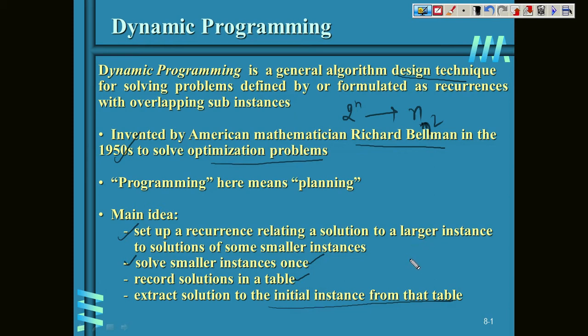So let us see some more properties of dynamic programming, and then we will take one example to understand it in a better way.